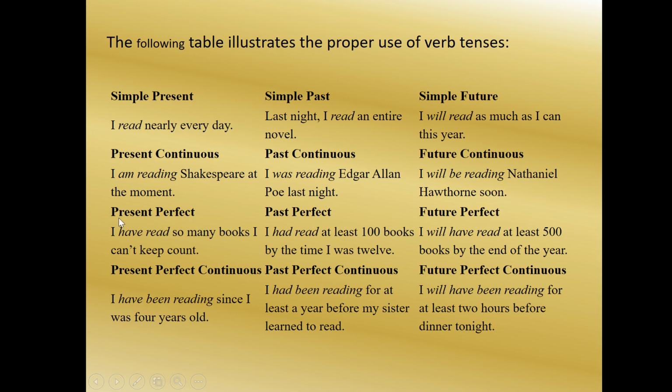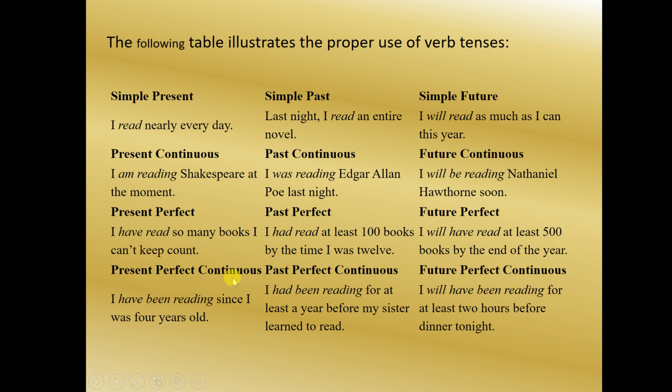How are we going to write present perfect? I have read so many books, I can't keep count. In past perfect, I had read at least 100 books by the time I was 12. In future perfect, I will have read at least 500 books by the end of the year.